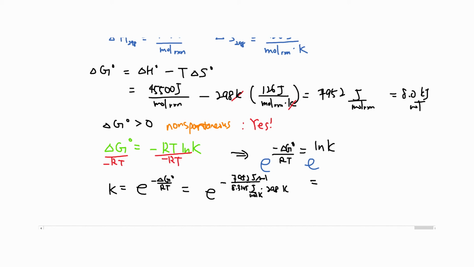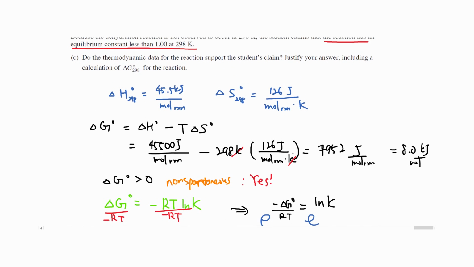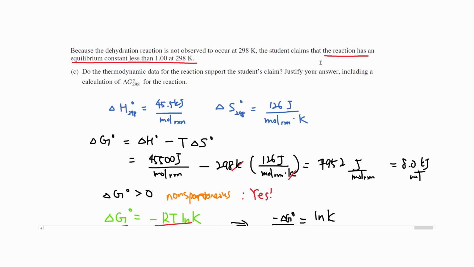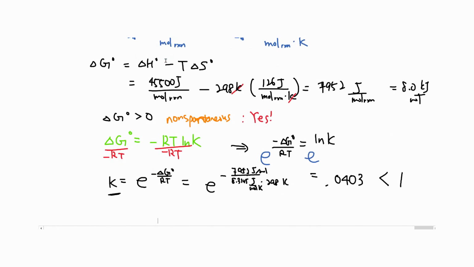I get 0.040. So let me write our value. The K equilibrium constant is 0.0403. Therefore this is less than 1, and this completely justifies the student's claim. You've seen the underlined statement here: the reaction has an equilibrium constant less than 1.00 at 298 Kelvin, and it's less than 1. Yes, it's non-spontaneous. Everything agrees.